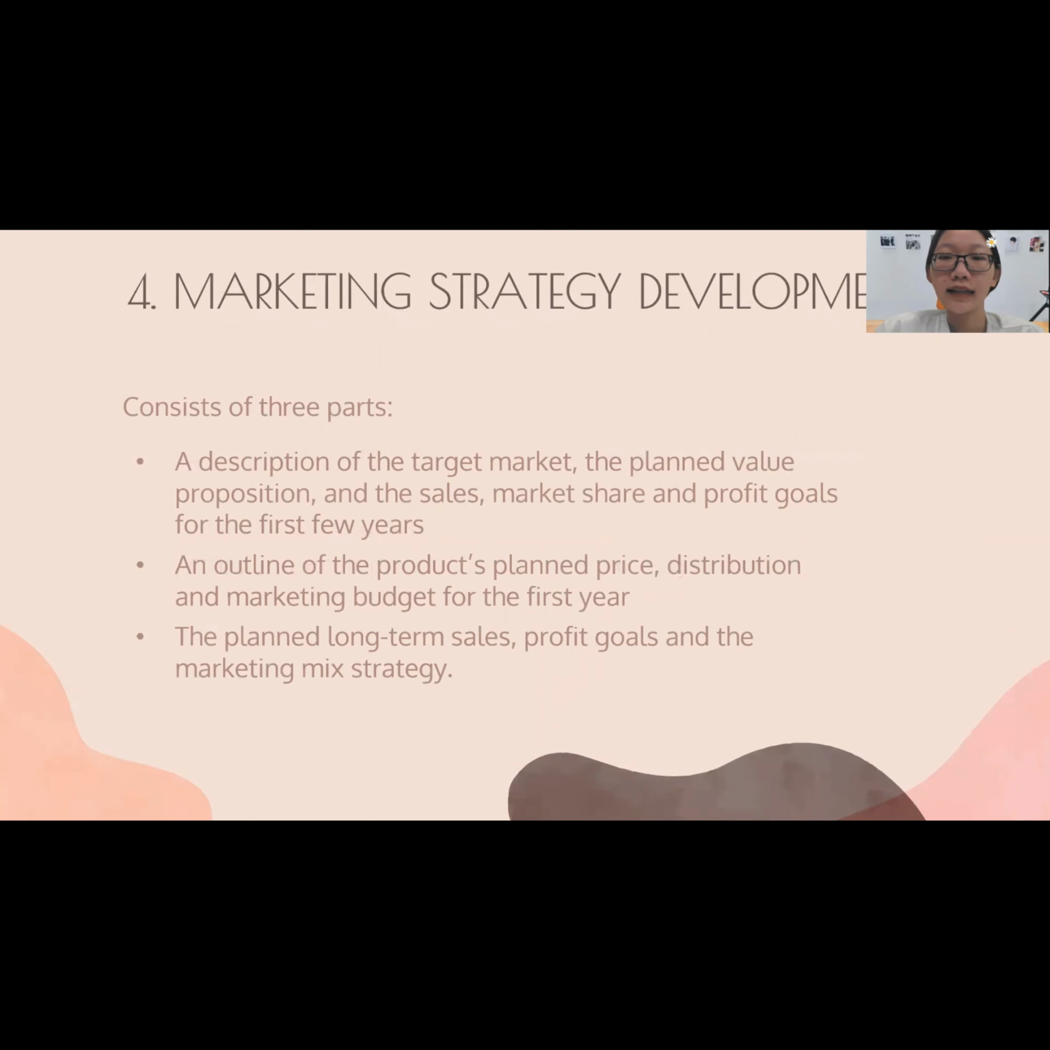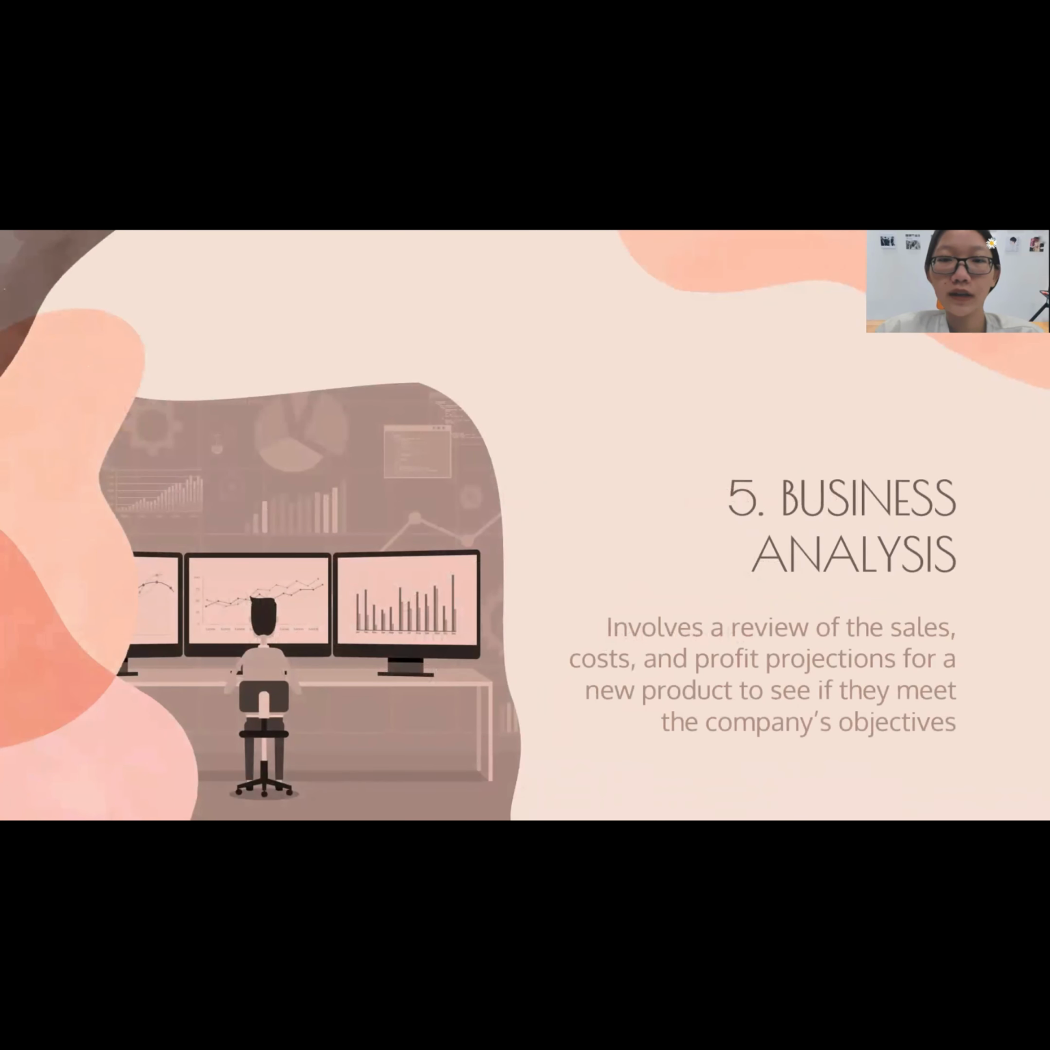When a promising concept has been developed and tested, it is time to design an initial marketing strategy for the new product based on the product concept to introduce it to the market. The marketing strategy statement consists of 3 following parts and should be formulated carefully. Once management has decided on its product concept and marketing strategy, it can evaluate the business attractiveness of the proposal. Business analysis involves a review of the sales, cost, and profit projections for a new product to see if they meet the company objectives or not.